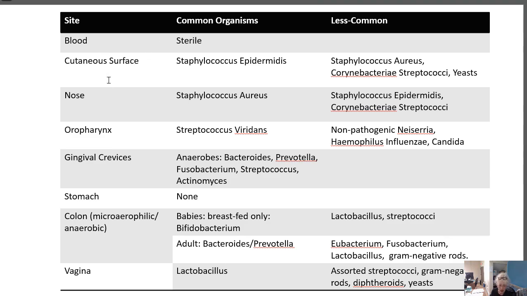So the site is where we have common organisms that may or may not be commensal. The blood is obviously sterile. The cutaneous surface, or our skin, we have Staph epidermidis. Less common is Staph aureus, Corynebacteria, Streptococci, and yeast.